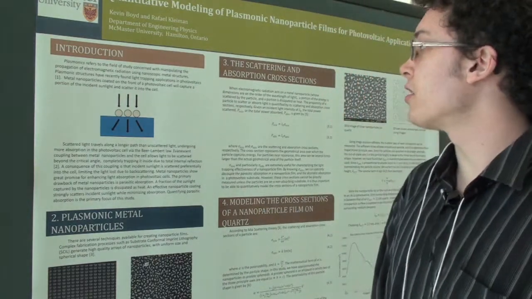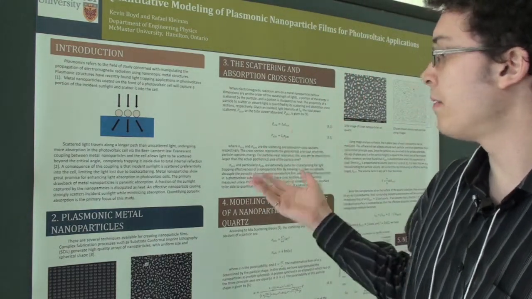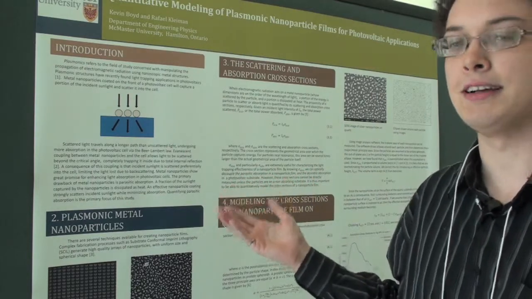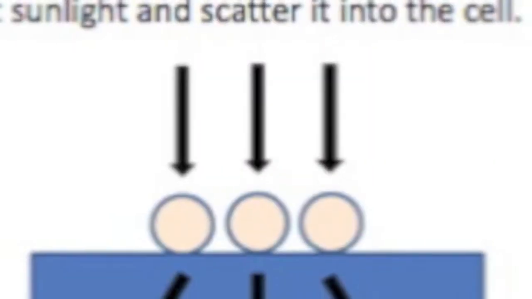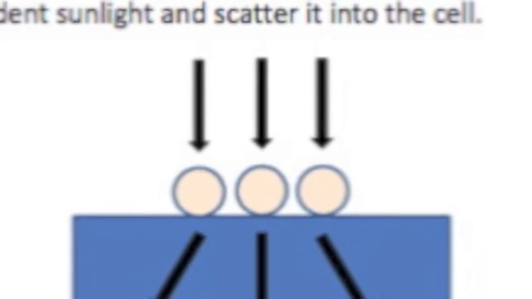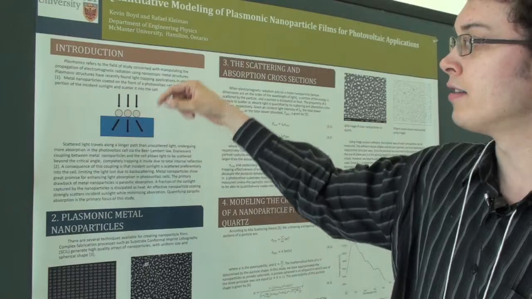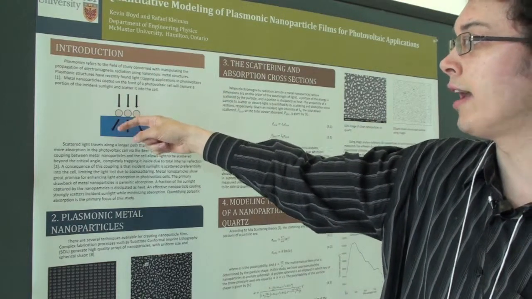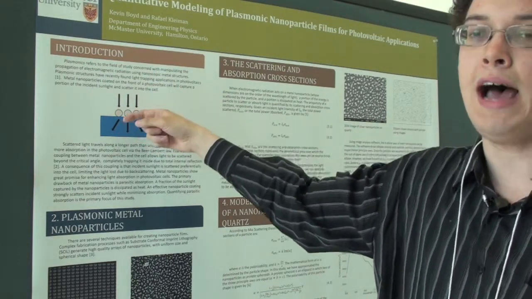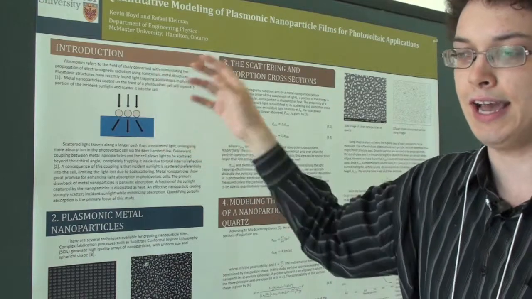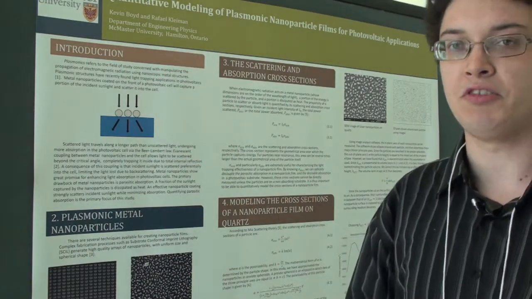My research is concerned with the use of silver nanoparticles to trap light inside solar cells. When you put some nanoparticles on top of a solar cell and shine light on it, the nanoparticles will grab the light and scatter it into the cell. The scattered light travels at a higher angle, along a longer path through the cell than light that's not scattered. Therefore you get increased absorption.